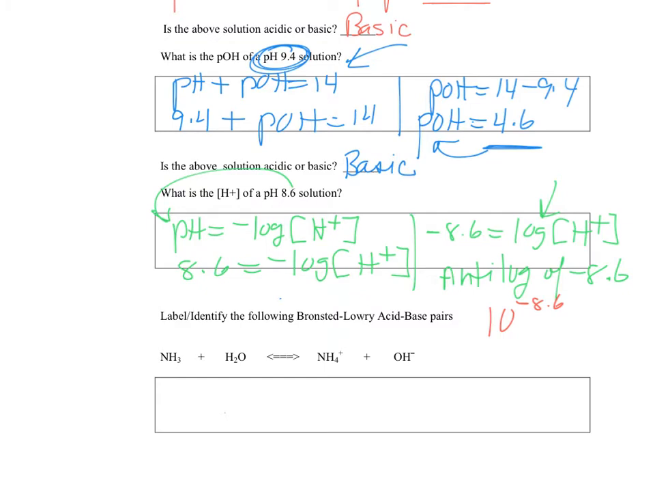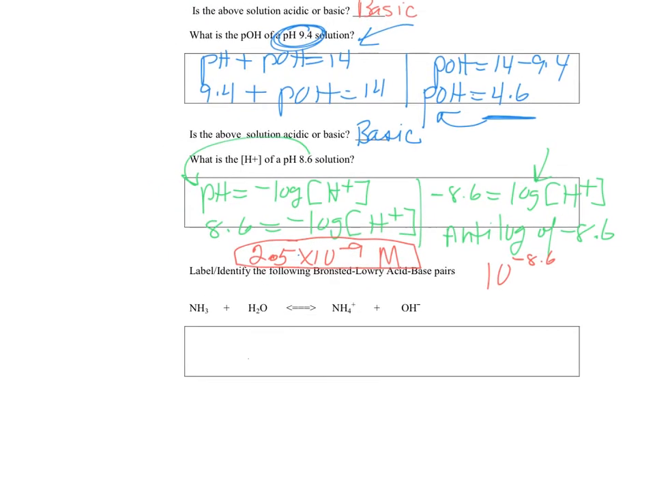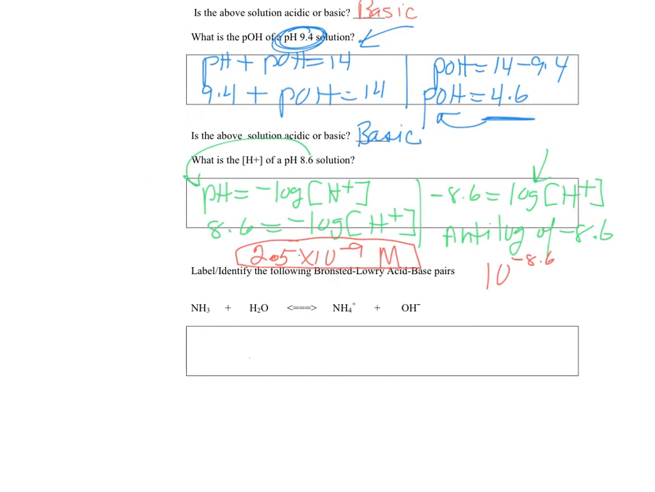When you do that, you're going to get an answer of 2.5 times 10 to the negative 9. And since you're looking for concentration, then your unit is molarity. So this is your final answer, 2.5 times 10 to the minus 9. And again, you got that by taking the anti-log of negative 8.6 or raising 10 to the negative 8.6 power.